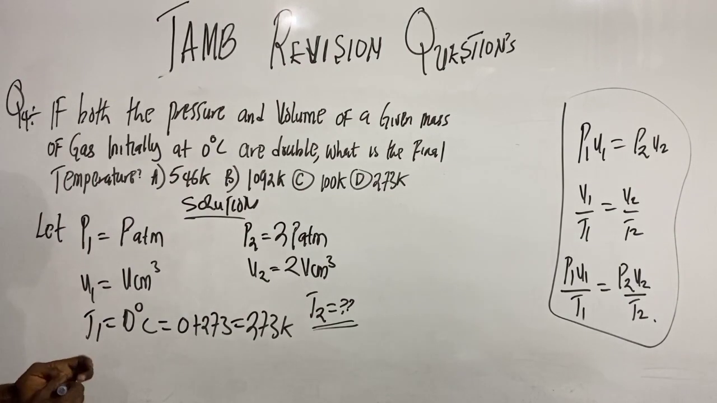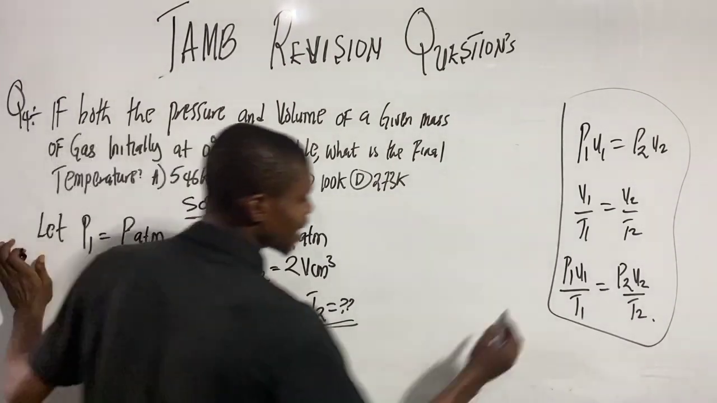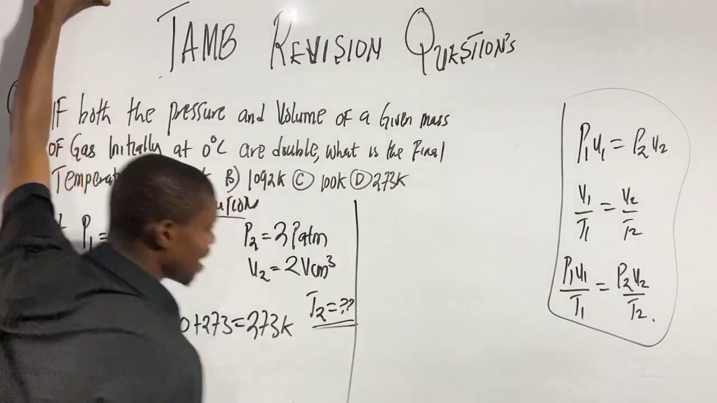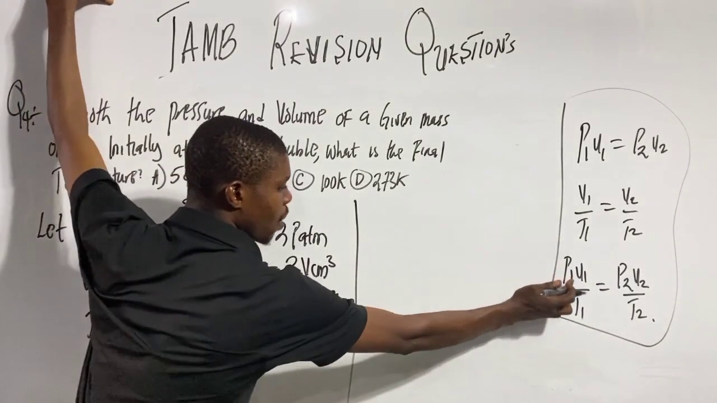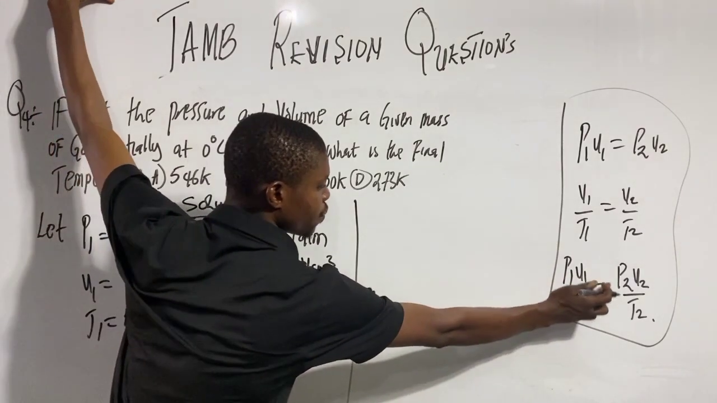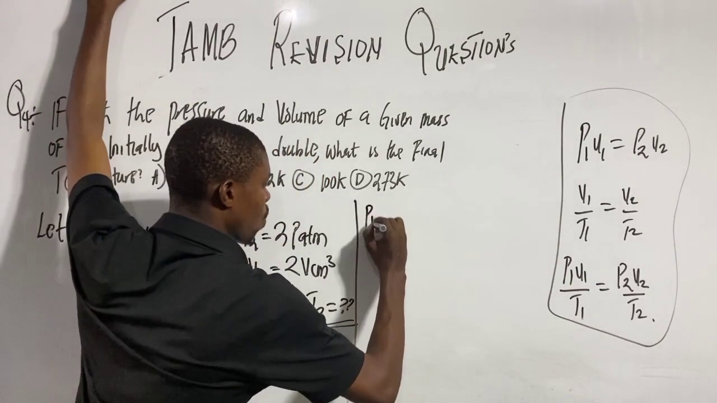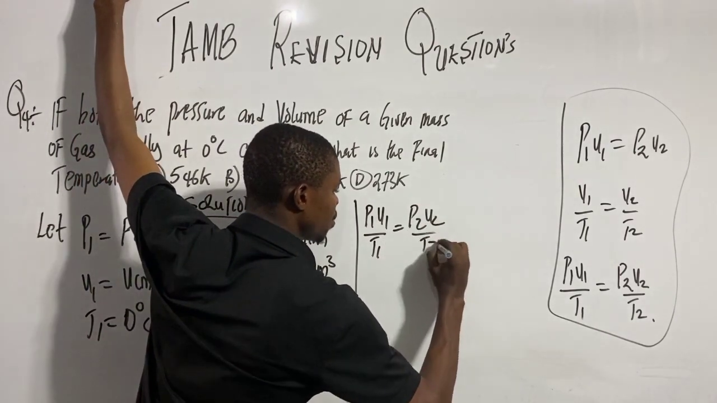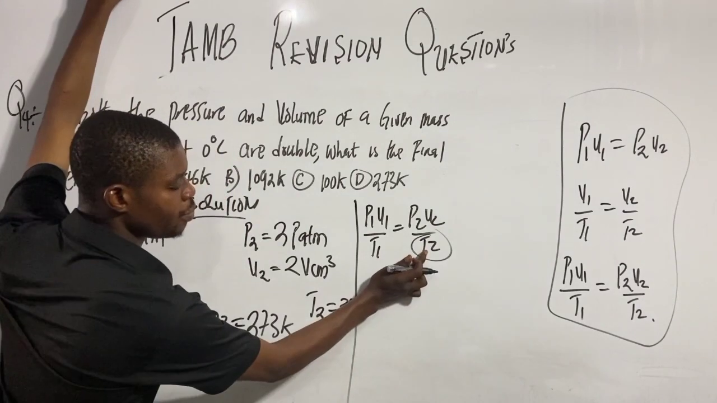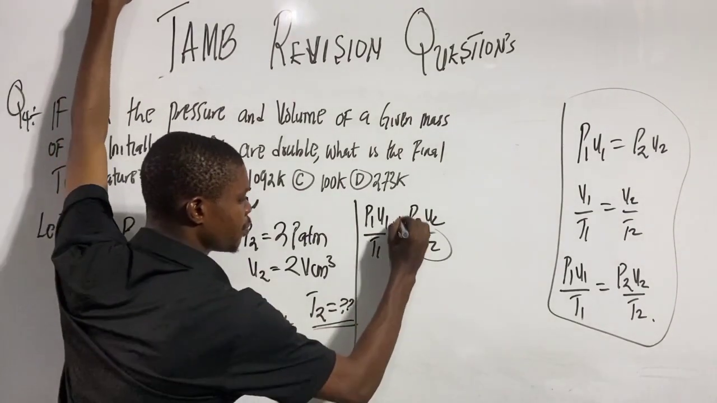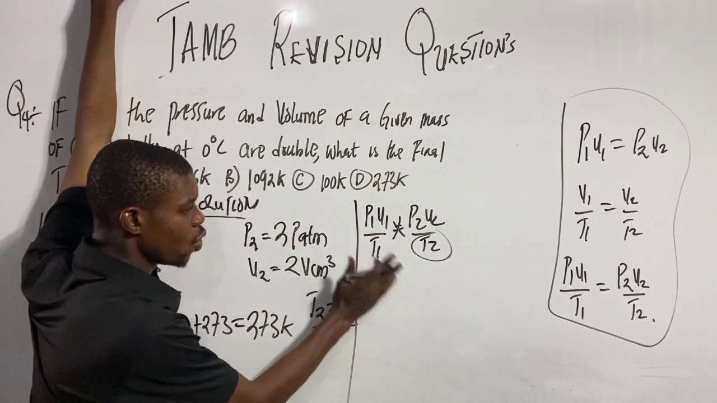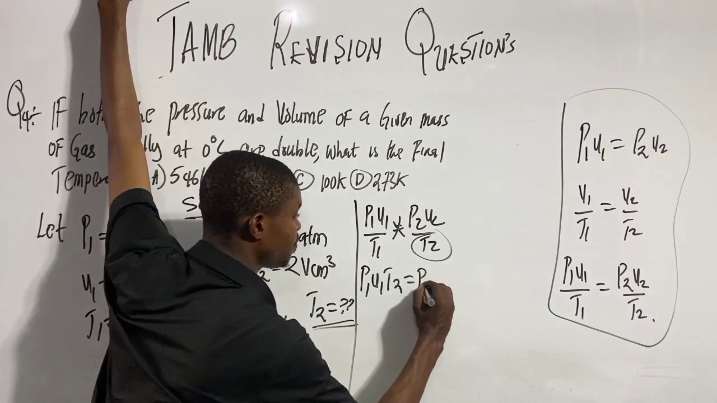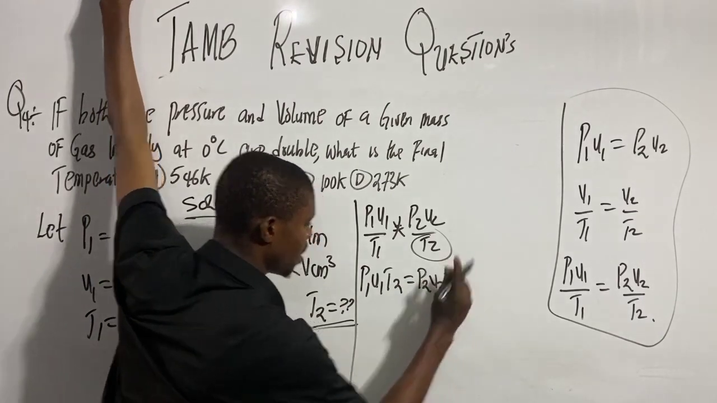So I'm going to use the general gas equation, which is P1 V1 over T1 equals P2 V2 over T2. What I want to do now is make T2 the subject of the formula by cross multiplying. When I cross multiply, P1 V1 T2 equals P2 V2 T1.